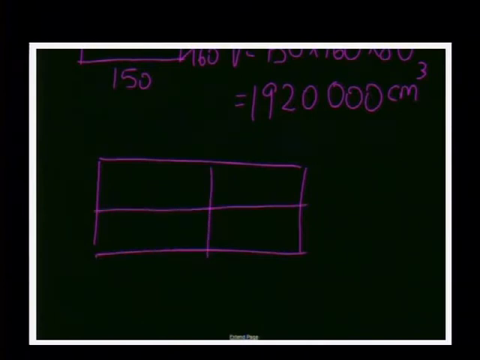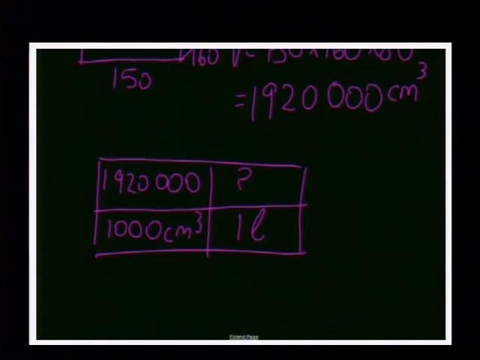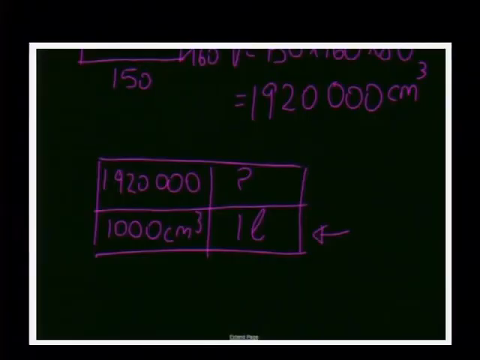What do I know? I know that 1,000 centimeters cubed is equal to 1 liter. What have I calculated? I've got 1920 and 3 zeros centimeters cubed. How many liters is that? Can you see I've stuck to the structure that I was discussing earlier? What I've been given is at the bottom. What I'm being asked is at the top. There's my centimeters cubed, and there's my liters.